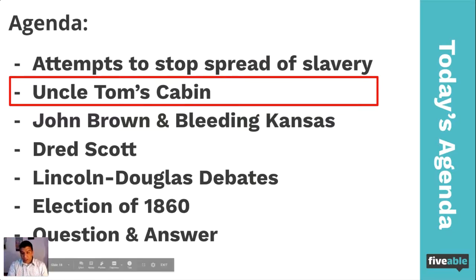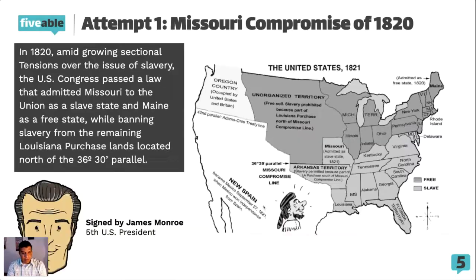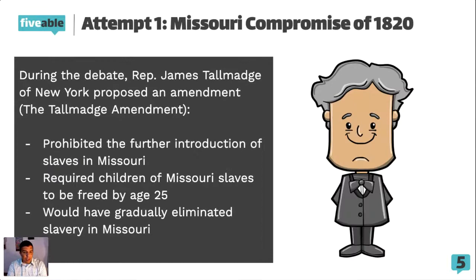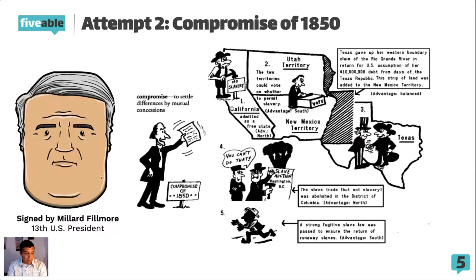All right, Jocelyn, the Tallmadge Amendment was part of the Compromise of 1820, the Compromise of 1850, and the Kansas-Nebraska Act. Correct. So the Tallmadge Amendment, let's go back to here. Remember, it tried to prohibit. It didn't pass, but it just showed that people were trying to stop the spread of slavery. It shows that the northern attempts were to stop the spread of slavery.